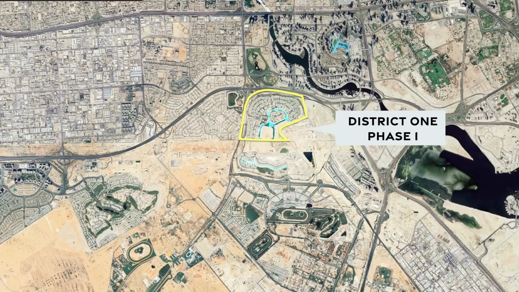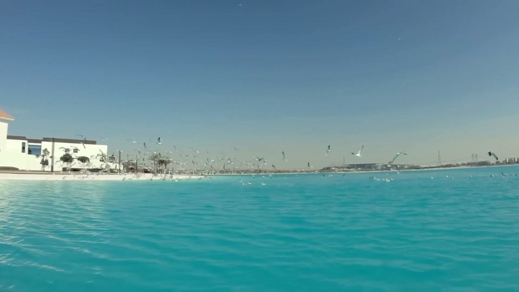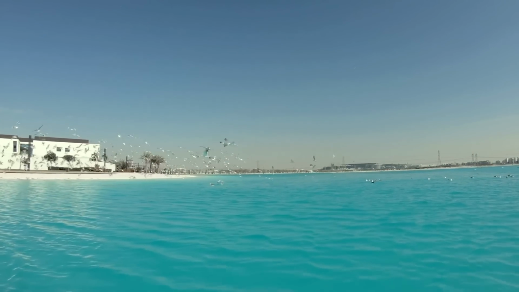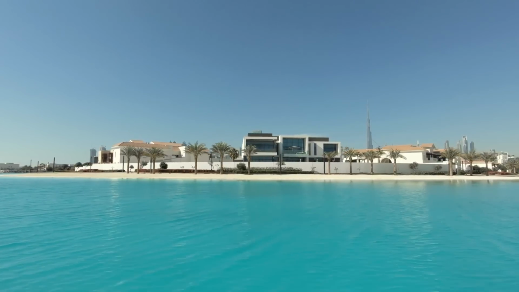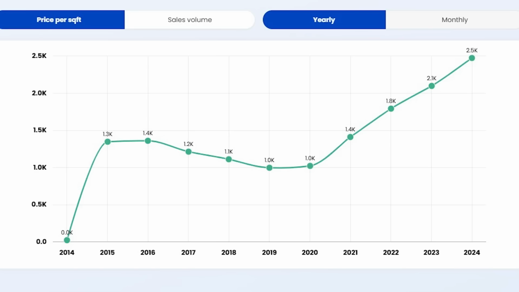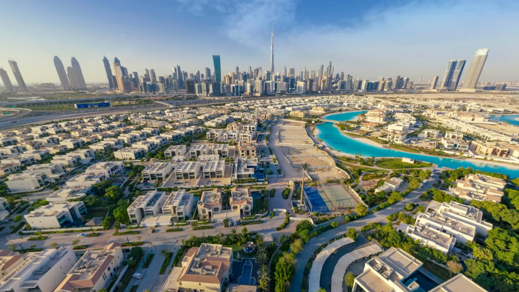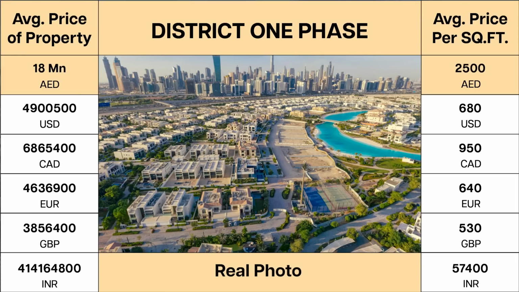The next premium community is District 1, the phase 1 of which is already existing and had featured the crystal blue water lagoon for the first time in Dubai. It was built by Meydan Group and have seen strong price appreciation due to it being the closest villa community to downtown Dubai. Average price per square foot is at 2,500 and average price at 18 million dirhams.